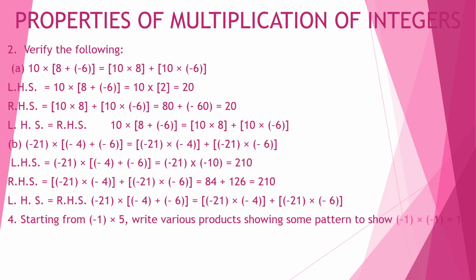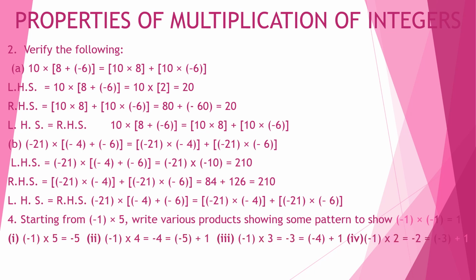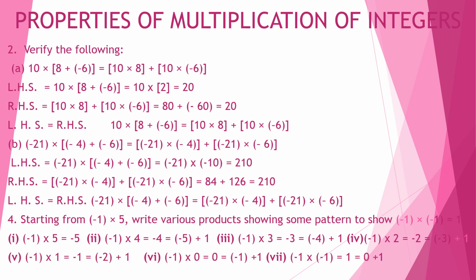Now starting from minus 1 into 5, we write various products using some pattern to show minus 1 into minus 1 is equal to plus 1. We've already done this when we studied the multiplication of two negative integers. So we are writing the same pattern and we'll find that in the end we are multiplying two negative integers. So when we multiply two negative integers, I will get 1, and 1 can be written as 0 plus 1. So seeing this pattern, we have written down the various products.